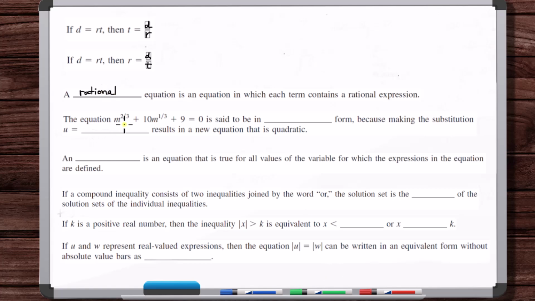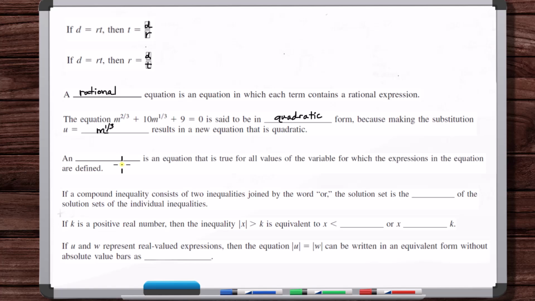The equation m to the 2/3 power plus 10 times n to the 1/3 power plus 9 is equal to 0 is said to be in what kind of form? Because making the substitution u is equal to what results in a new equation that is quadratic. So this is in quadratic form. And it's just like the question is saying, because if you make a simple substitution, it turns it into a quadratic equation. If we make the substitution that u is equal to m to the 1/3 power, we get u squared plus 10u plus 9 is equal to 0, which is a quadratic equation.